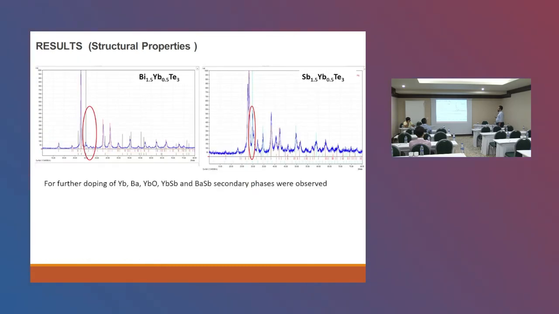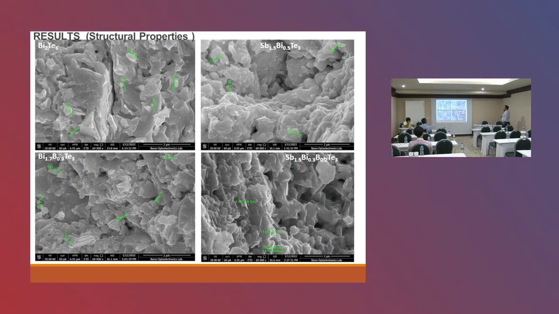However, when we go up to 0.5 doping, we observe some secondary phases in the structure, which destroy the thermoelectric properties that we are going to see in the next slides. That's why we can say that 0.2 to 0.3 is the maximum doping limit for barium, ytterbium, and boron in these materials. So when we look at the crystal structure of the materials with the SEM, this is the bismuth telluride, and this is the boron-doped bismuth telluride, then the antimony bismuth telluride p-type, and boron.